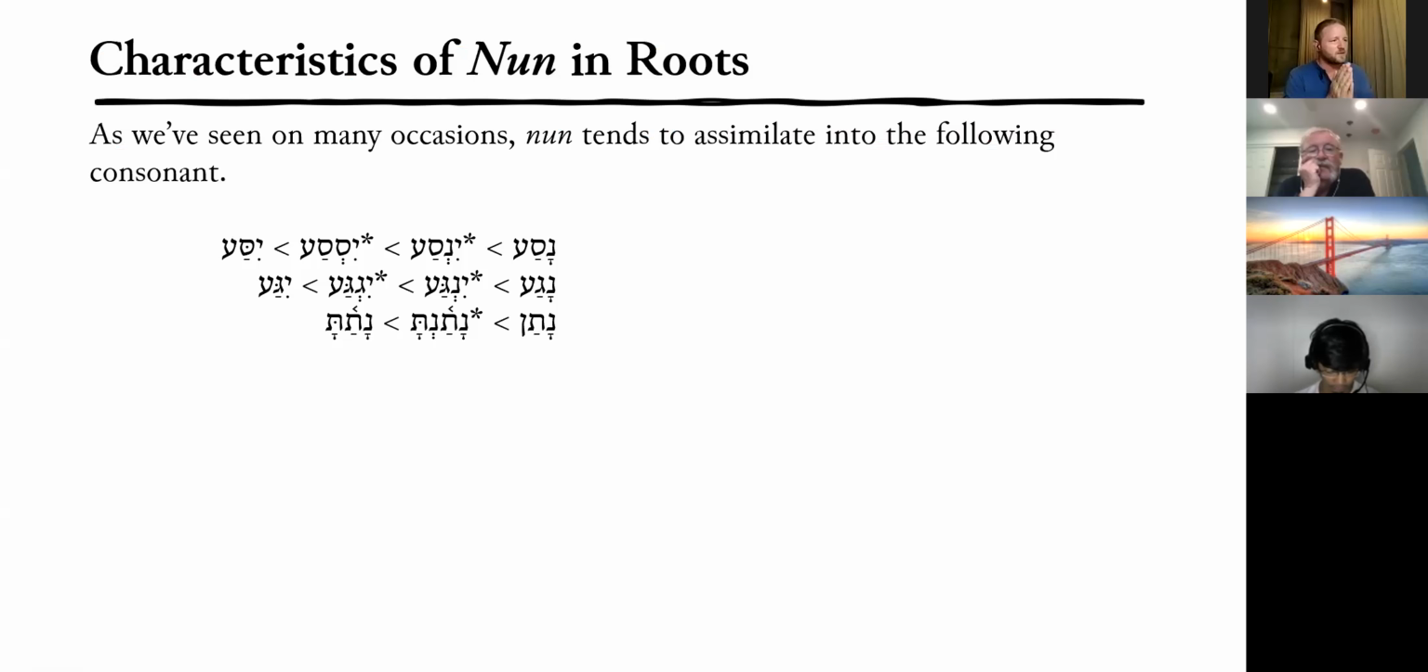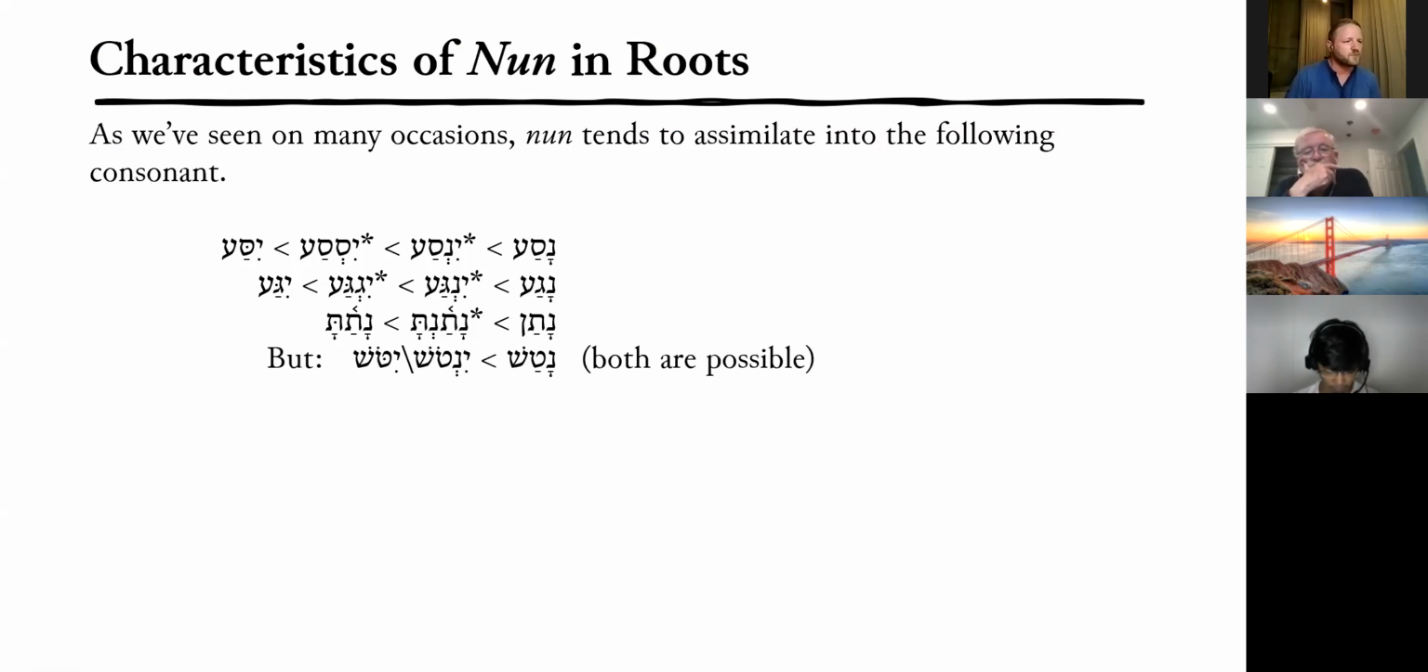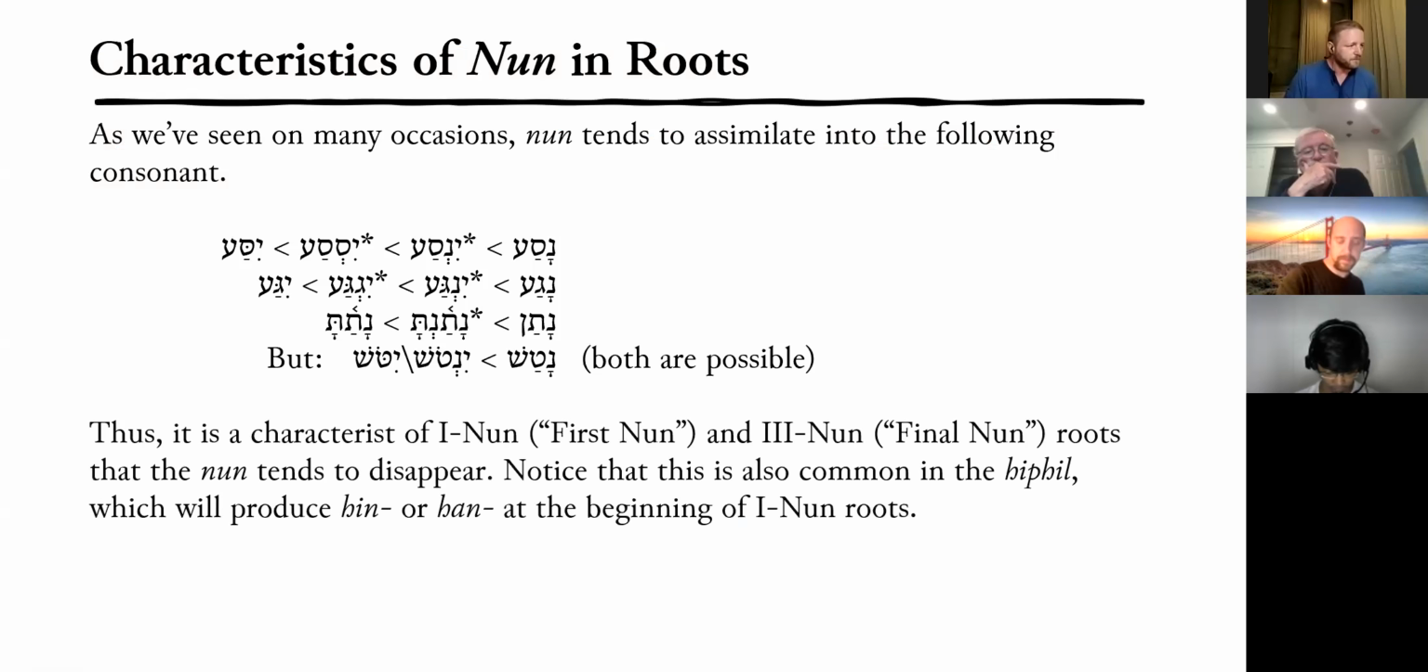Anytime that nun is up against another consonant, it tends to assimilate, but that doesn't necessarily happen all the time. Like this word, natash, can appear as yitosh with assimilation, or yintosh without the assimilation. Both forms exist and both are possible. It means abandon or to leave. So the words here: nasa is travel, naga touch, natan give, and natash abandon or to leave. It's the characteristic of first nun and third nun roots that the nun tends to disappear with dagesh assimilation.